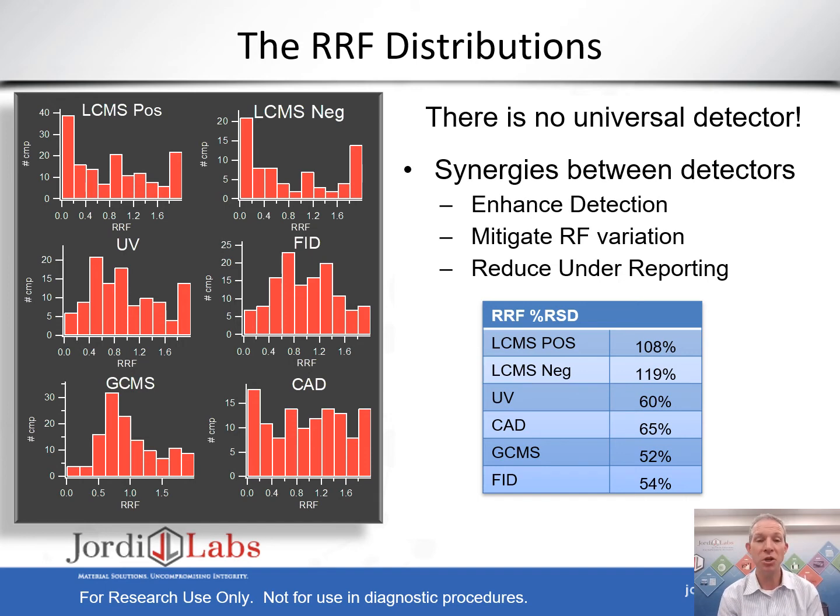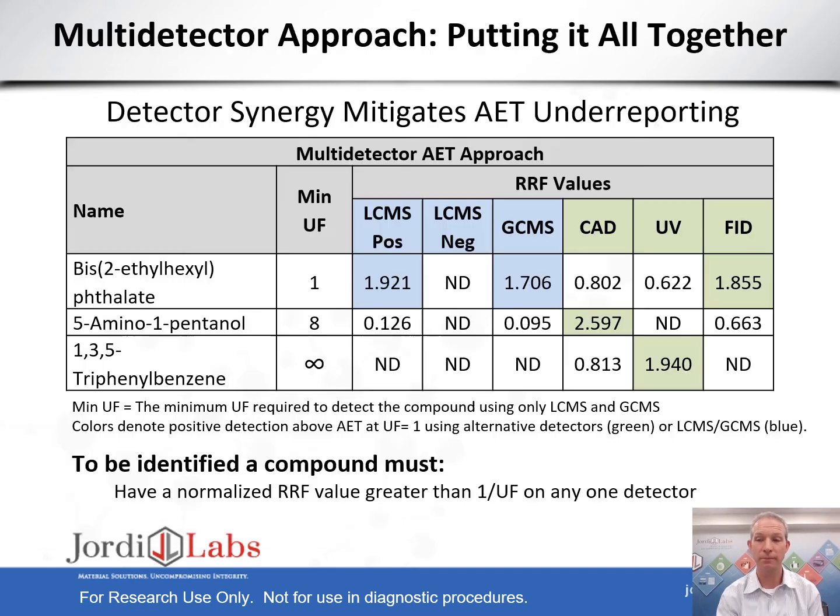So I'm now going to turn my attention to how we do that. How do we evaluate the AET, and how do we accurately quantify using the combined strengths of all detectors? So let's take a practical example. Here we have three compounds that we want to determine if they are above or below the AET threshold. In blue in this table are the detectors that are most commonly applied, LCMS and GCMS. And in green, I have the orthogonal detectors, CAD, UV, and FID. In the table, I am showing the RRF value for each one of the compounds on each detector.